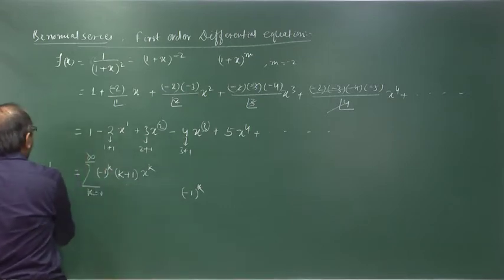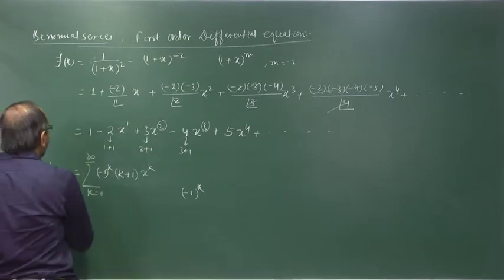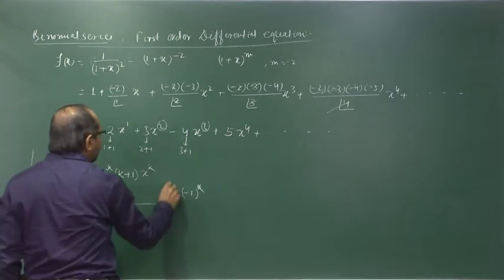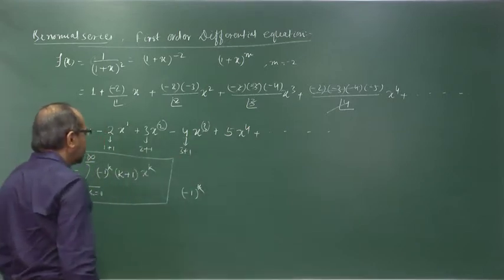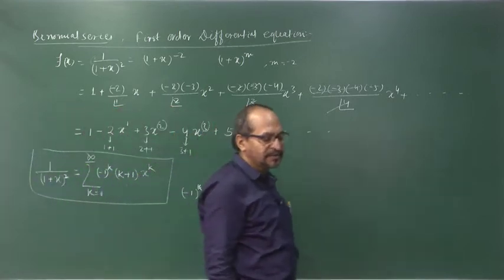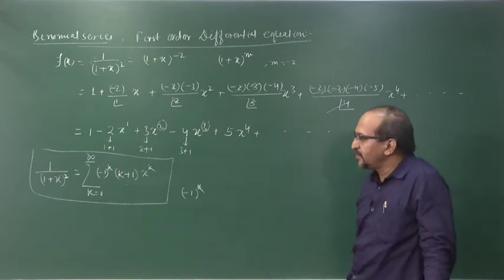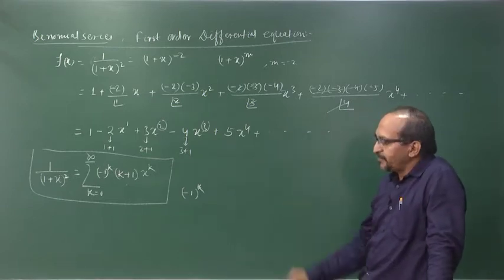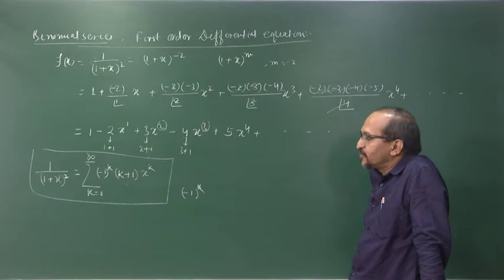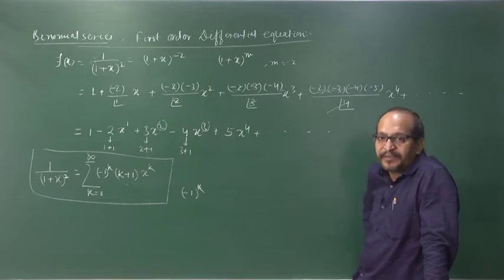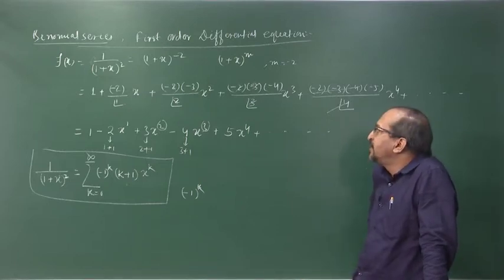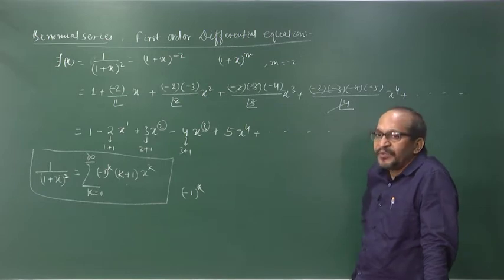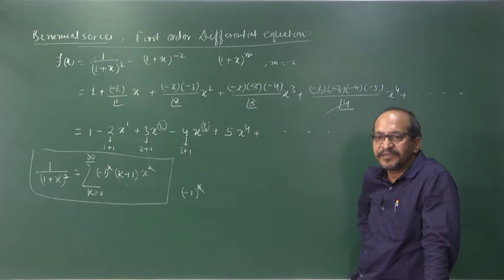So, 1 by (1 plus x) whole square, when expanded in terms of binomial series, the expansion is the summation k is equal to 0 to infinity of (minus 1) to the power k into (k plus 1) into x to the power k. Okay. So, this way we can express different functions in terms of Taylor series, Maclaurin series and binomial series.